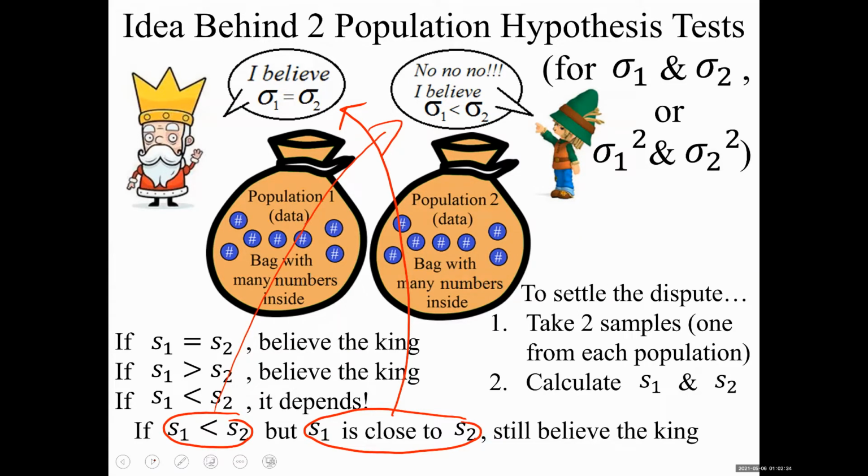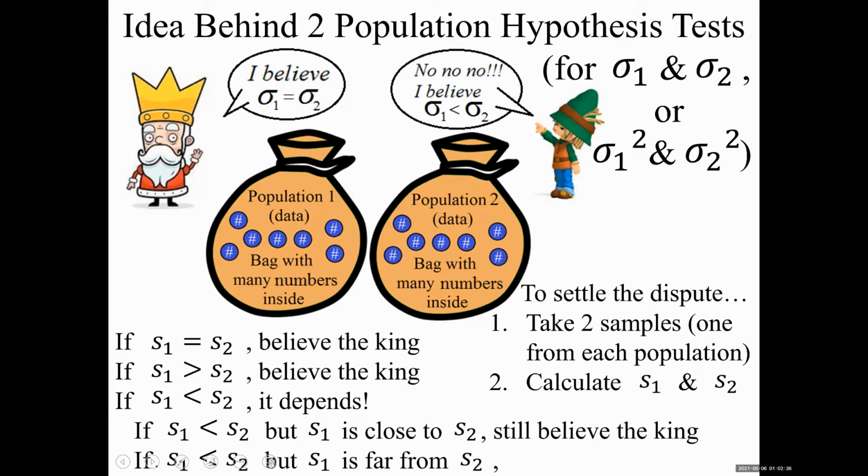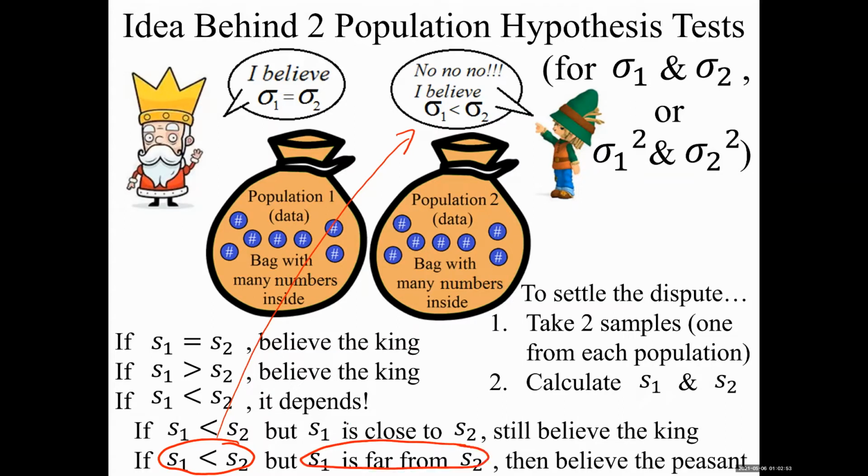The only time we side with the peasant is in this last situation. So if S1 is less than S2 and they're far from each other, then we're going to believe the peasant. And the reason this is true is because, again, if S1 is less than S2, think of it as a little bit of evidence in favor of the peasant because he's saying less than. But if the king is correct, then S1 and S2 should be close together. So if they're far apart, that's a little more evidence in favor of the peasant. Now we have overwhelming evidence in favor of the peasant, so we believe the peasant.